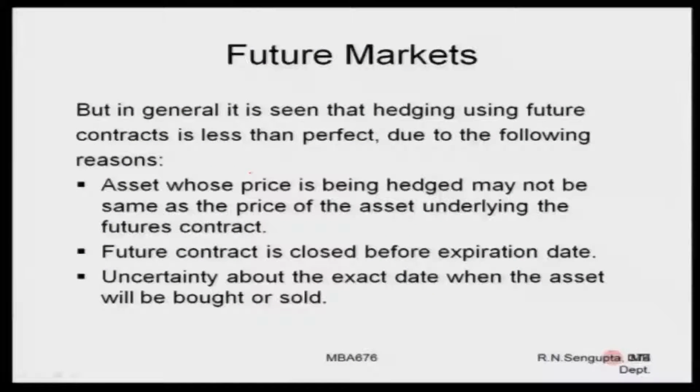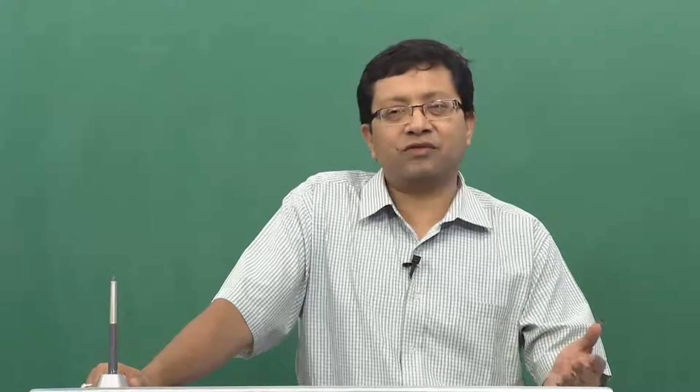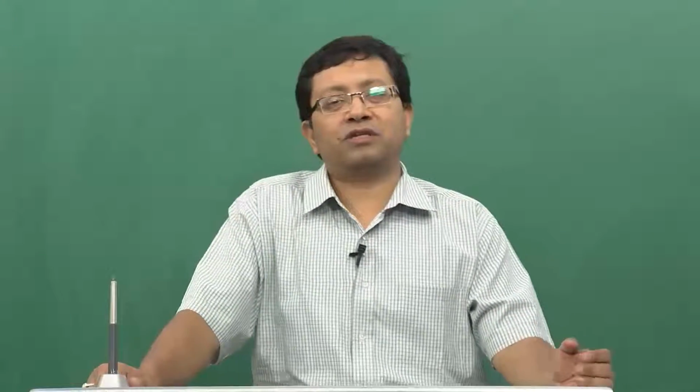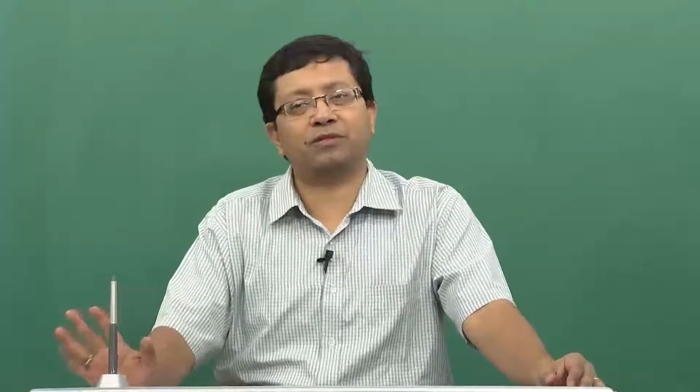Uncertainty about the exact date when the asset will be bought and sold is also not known, as I mentioned in the example of 4 months and 3 months. Hence, you will see for all these different cases there is some mismatch which you have to understand, and based on that you will try to formulate your simple problems in order to minimize your overall risk.